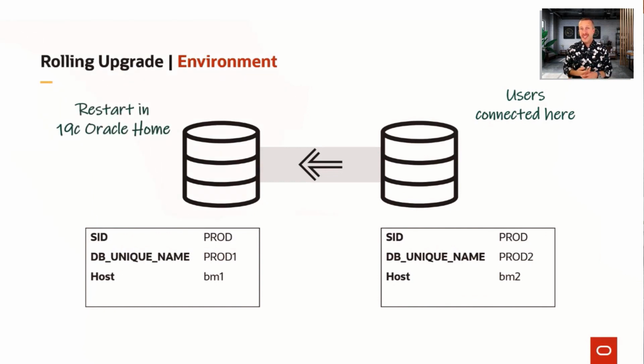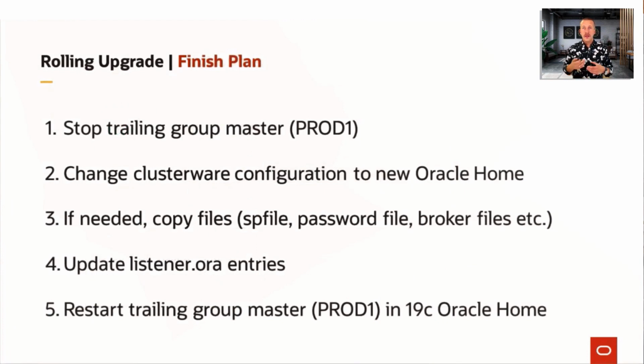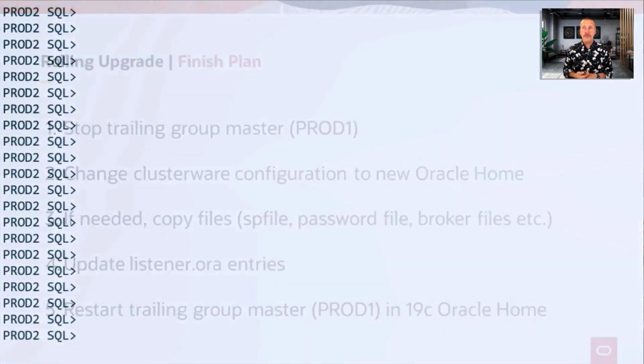Prod1 has to be restarted in the 19C Oracle home. And then the DBMS_ROLLING procedure will flashback the Prod1 database back to when we started, and then use redo apply to upgrade the database to 19C and put in all the changes from Prod2. To do that, you have to stop the trailing group master, Prod1. You have to change the clusterware configuration, copy SP file, password file, and so forth if needed, and then restart it in the new Oracle home. This you have to do manually.